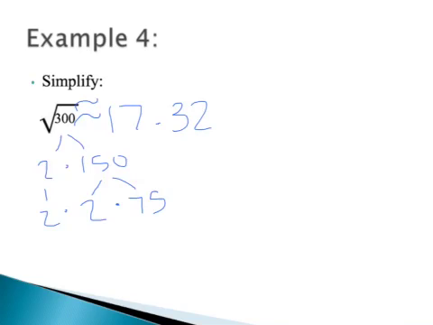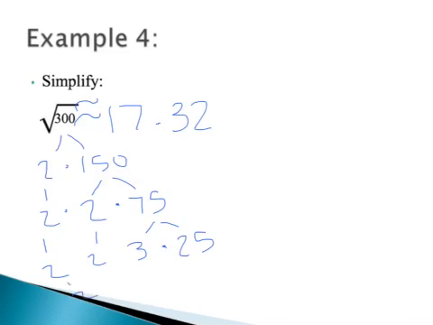Okay, remember we were trying to break these down into prime numbers. We can't break down 2. We can't break down 2. We can break down 75. 75 divided by 2, if you type that in your calculator, that doesn't work. So we'll try 3. 75 divided by 3 will give us 25. So that means 3 times 25 will give us 75.